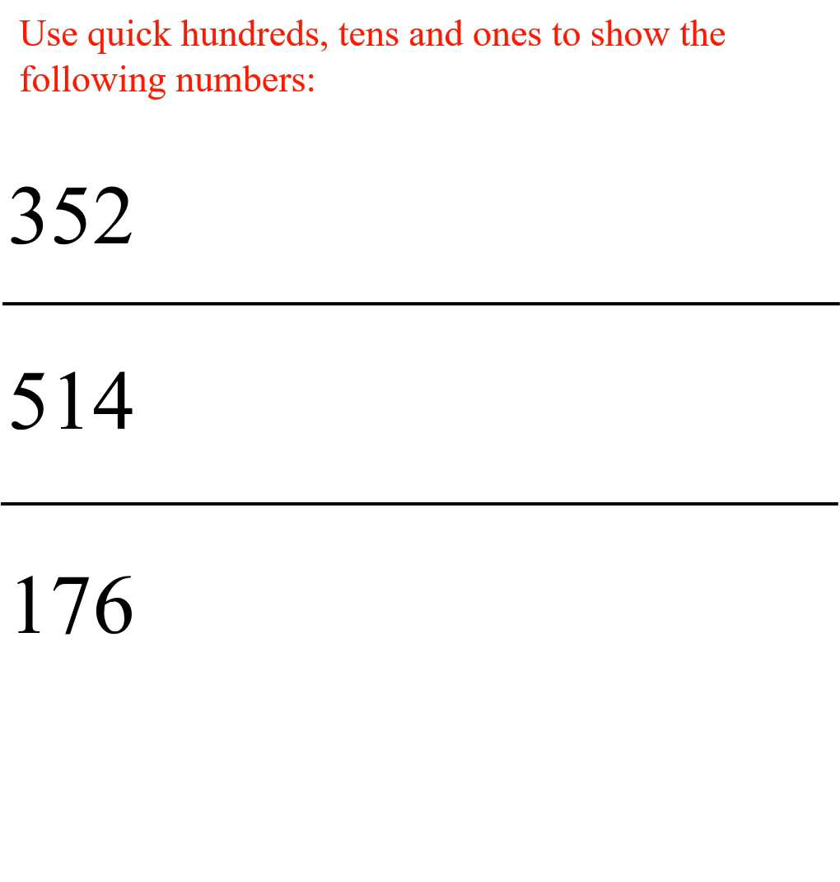On this page, we need to use quick hundreds, tens, and ones to show the following numbers. So just like we did yesterday, we have to take a 3-digit number and represent it using those quick hundreds, tens, and ones. Hundreds, remember, are the boxes, tens are the sticks, and ones are the circles. So my number here is 352. I'm looking at that 3, that's in the hundreds place. So I know I need 3 boxes.